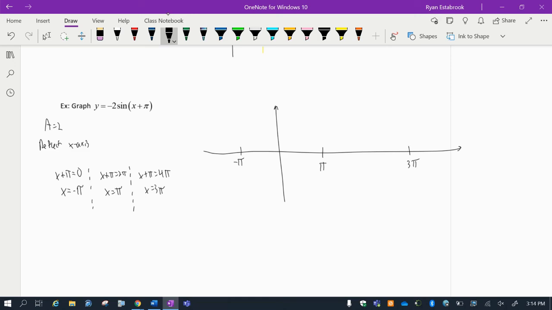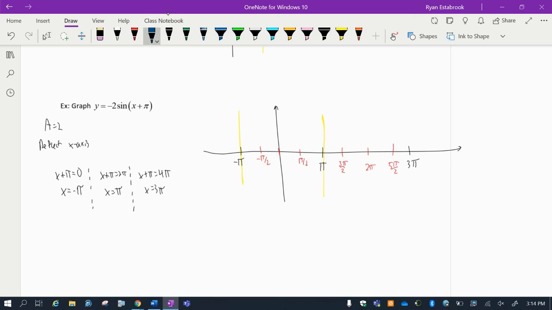In the first period, I'll go ahead and use my highlighter again. Zeros in the middle. This would be negative pi over 2, positive pi over 2. In the second period, so negative 2 pi over 2, negative 1 pi over 2, 0, 1 pi over 2, 2 pi over 2, 3 pi over 2, 4 pi over 2, 5 pi over 2, and there's 6 pi over 2.